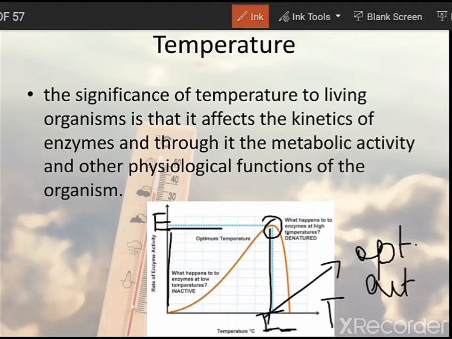When the temperature is lower than the optimum, we can see that the enzyme remains inactive. That means the efficiency of the enzyme is lower. And if the temperature is higher than the optimum, then the enzyme becomes denatured. So it is extremely important that the enzyme functions at the optimum temperature. The optimum temperature should be maintained for any enzyme to function.